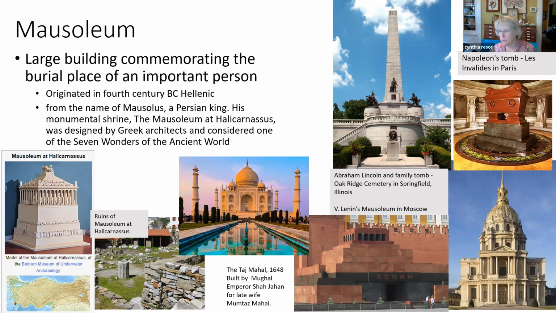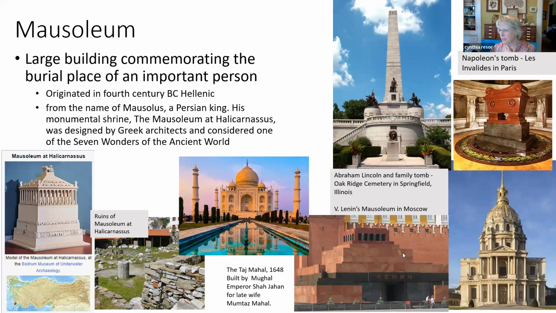But here's some examples of mausoleums. The Taj Mahal, if you Google 10 most impressive historical mausoleums, is always on that list, built in the 1600s by a ruler in India for his late wife. Abraham Lincoln has a family tomb, but I think we could put this in a mausoleum design. Now, he did not build this for himself, but we often will make these very grand monuments for important people.